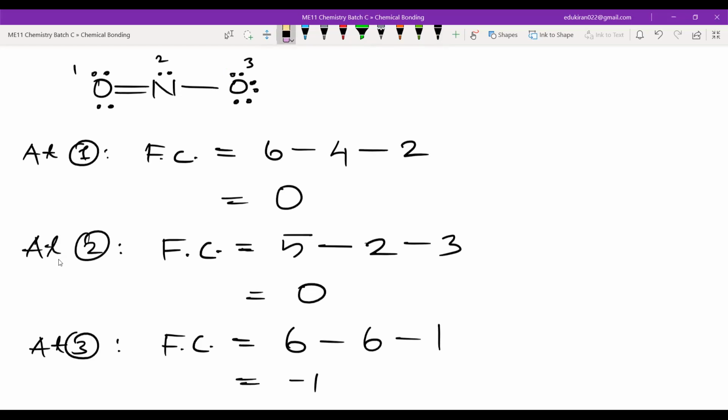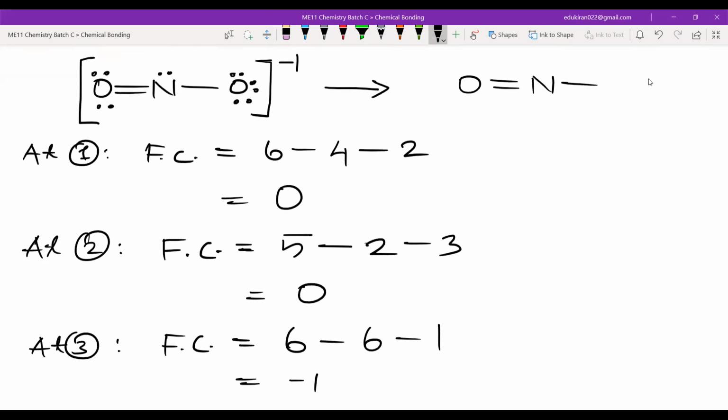So see, in Lewis dot structure, if it has some charges, we used to show them like this. Do you remember? Minus 1. Those who did class yesterday. So now we can write exactly where this negative charge is present. This negative charge is present at this oxygen atom.